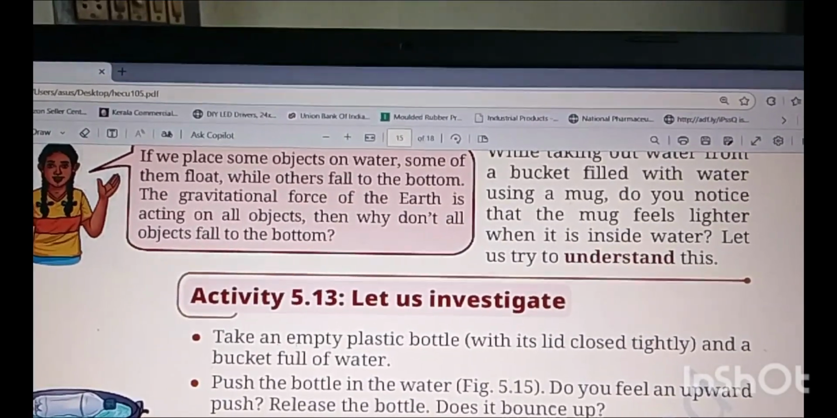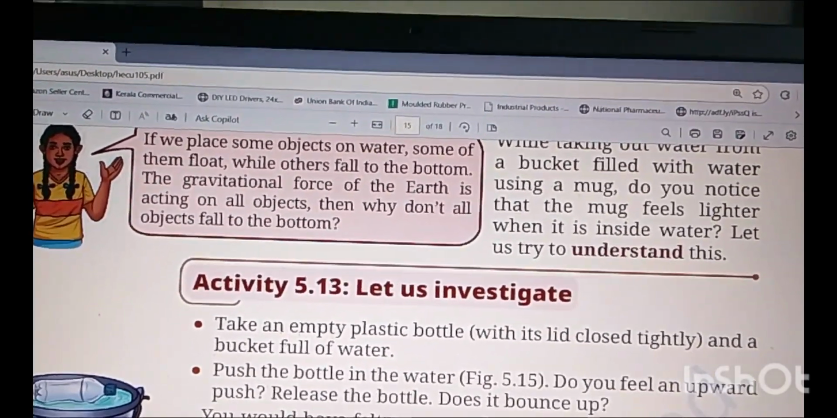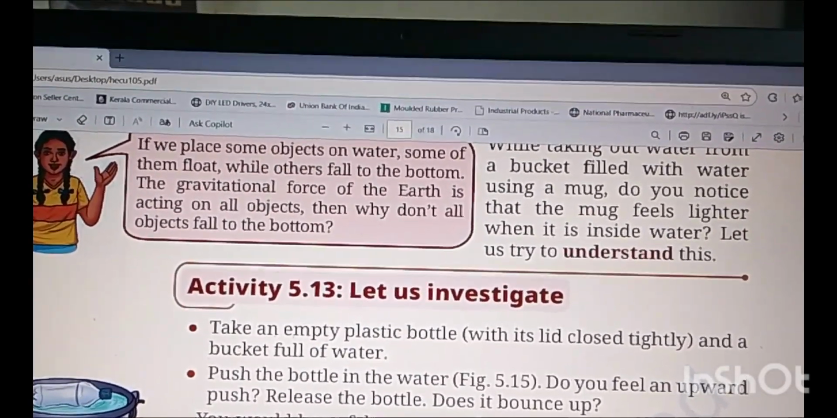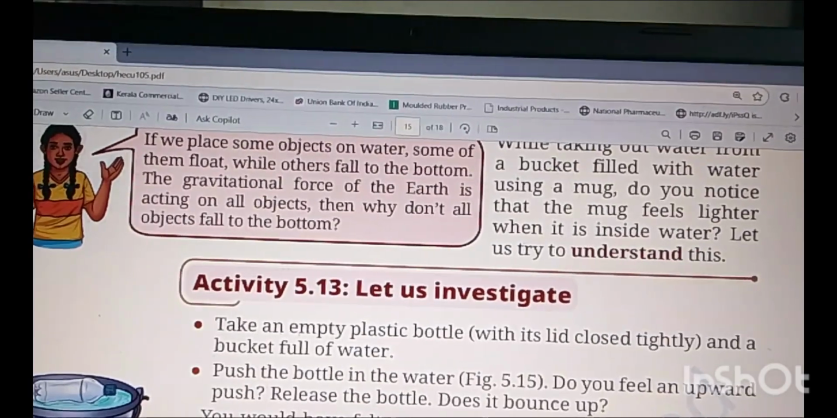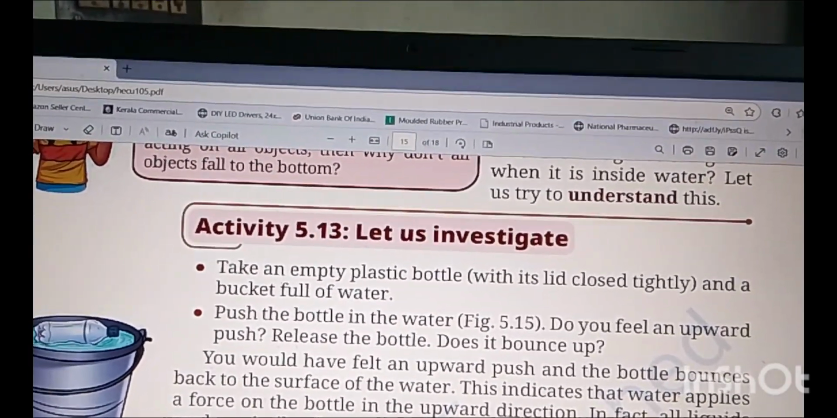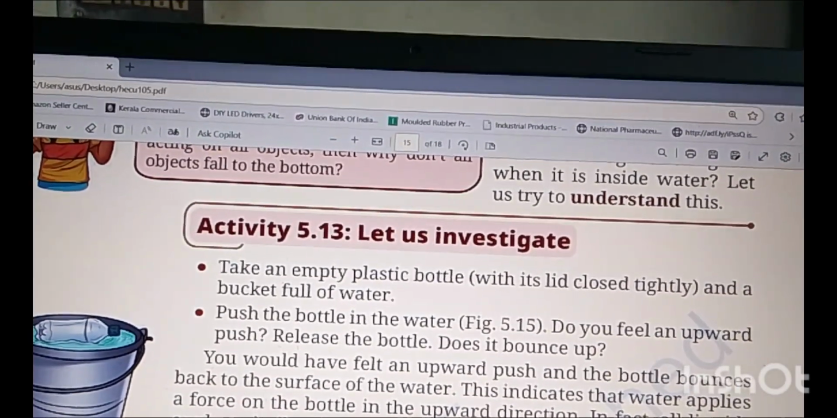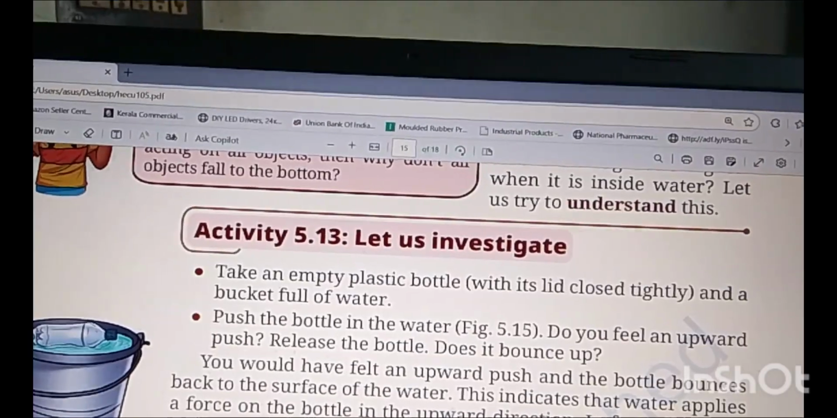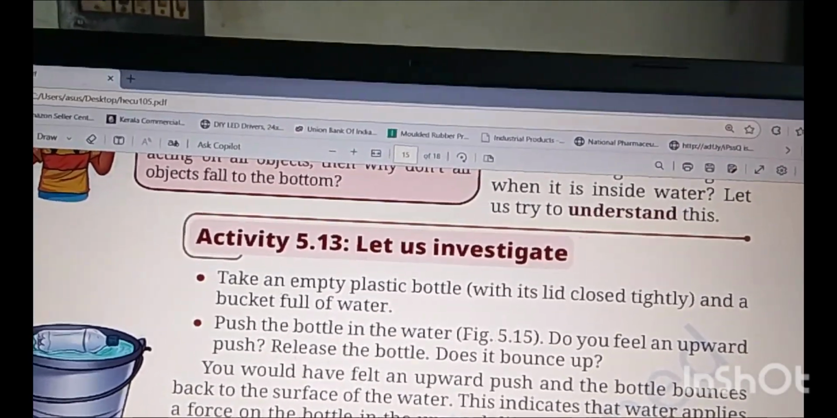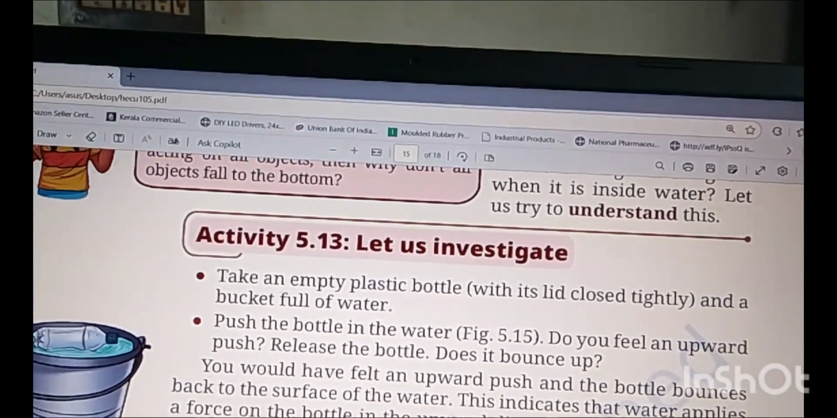It is because in the case of a liquid, there will be an upward force. The force applied by a liquid on an object in the upward direction is known as upthrust or buoyant force. This buoyant force will be acting opposite to the direction of gravitational force. If the particular object is of lesser density, what happens? The buoyant force or the upward force will be greater. That's why here the plastic bottle is floating.